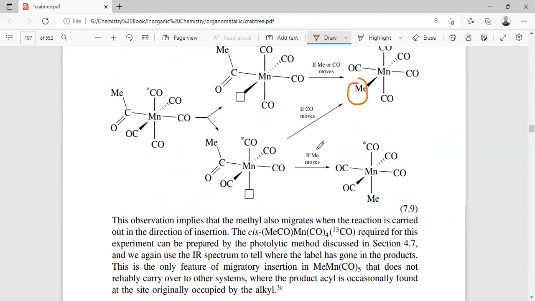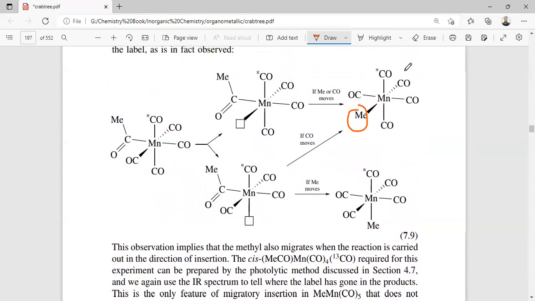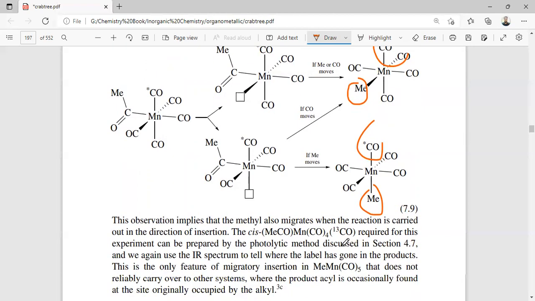So here, if the methyl moves, there are two possibilities: the methyl may be cis to the labeled CO, or it may be trans to the labeled CO. If CO moves, in both cases the methyl is cis to the labeled CO. So this observation shows that the methyl also migrates when the reaction is carried out in the direction of insertion.